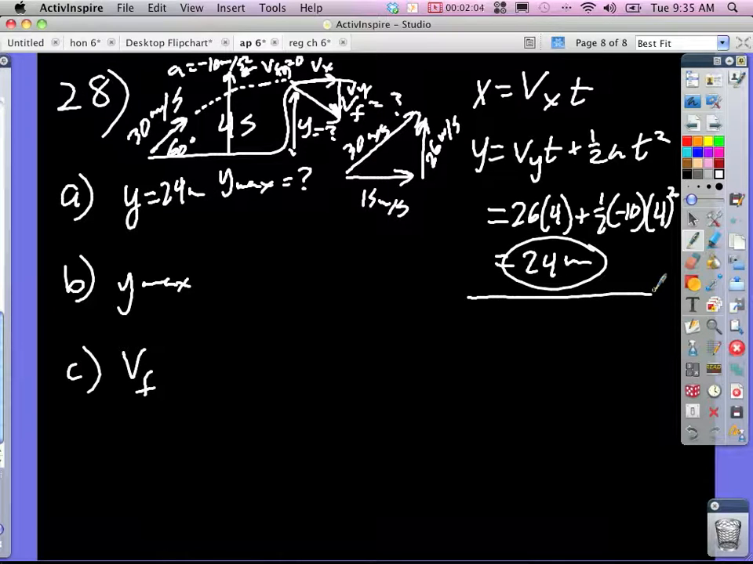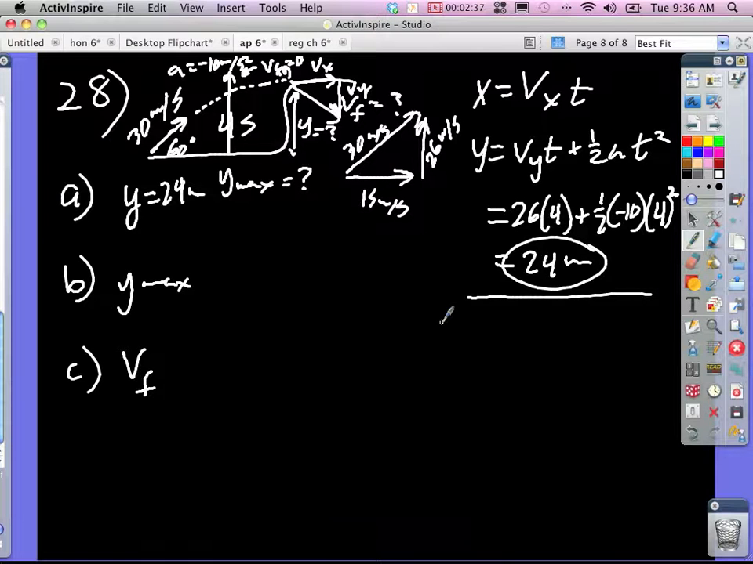So now we have to use a piece of hidden information, which we've talked about before, and that's at the top of this thing's highest projectile: the y velocity is 0. Careful though, the x velocity hasn't changed. It's still 15 meters per second. So at that top, it's still 15 meters per second horizontally, but vertically, it's 0.